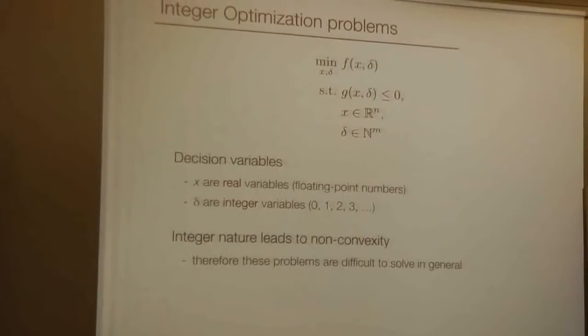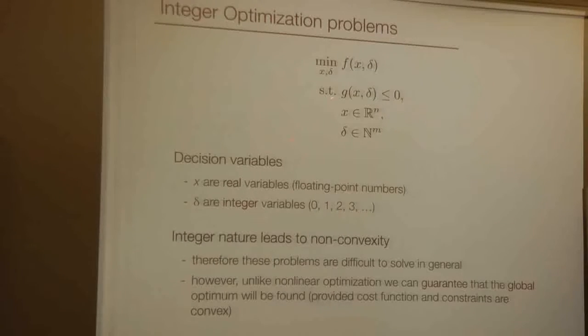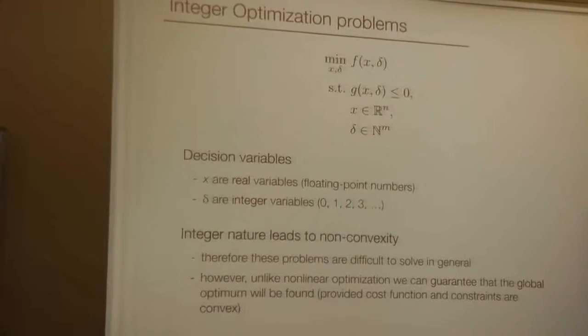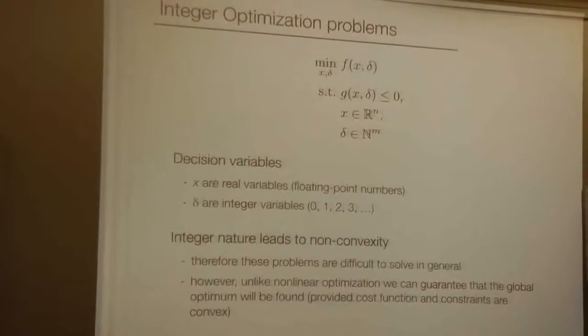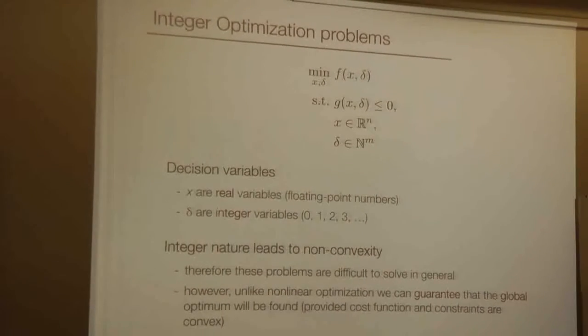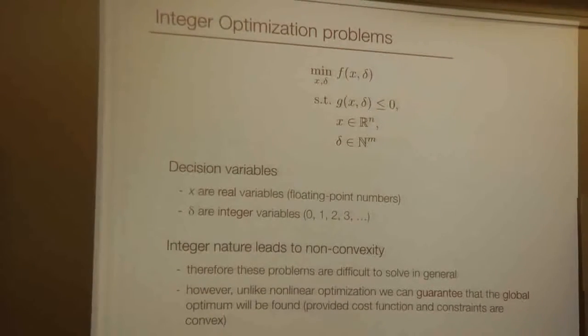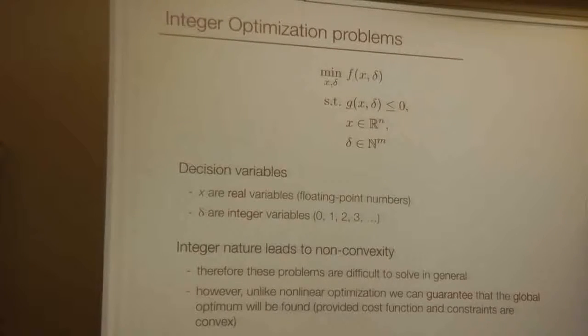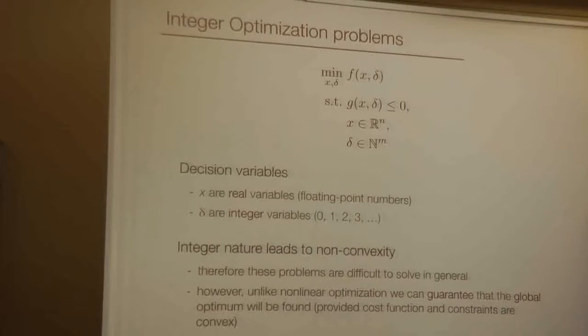These kinds of problems are difficult to solve in general. However, if we assume some properties of the cost function and of the constraints, for instance, if the cost function and the constraints would be convex, then at least we have a guarantee that we can find the global optimum. Because we know that for general non-convex continuous problems, we don't even have such a guarantee. Like those randomized methods, they might converge to the global optimum, but sometimes they converge to a local optimum.